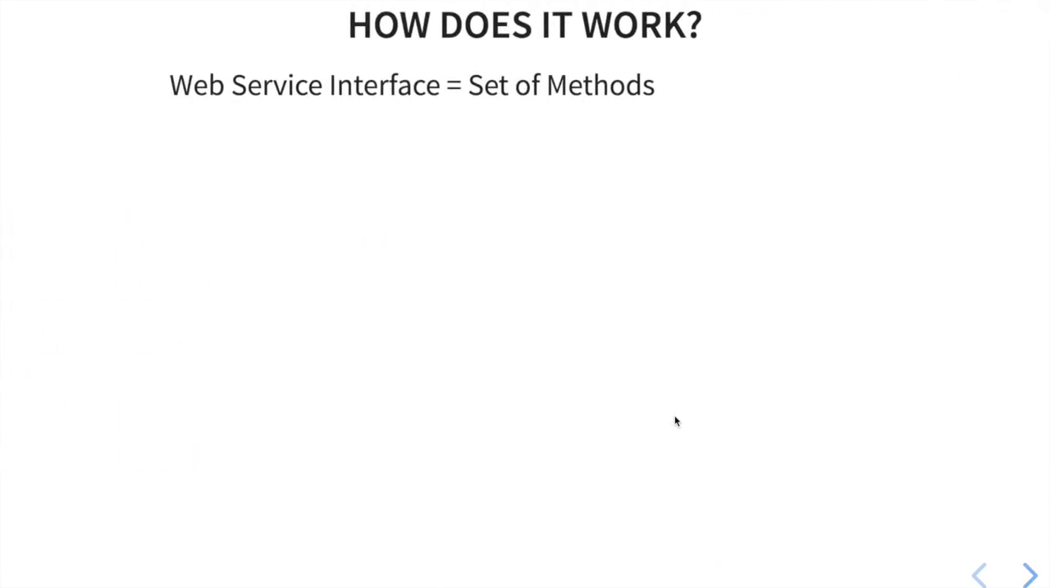What do I mean by this? So usually a web service interface is just a set of methods for retrieving data or invoking a method. But in this case, the web service interface should not be this collection of methods, but it should be the domain model. So how does it work?